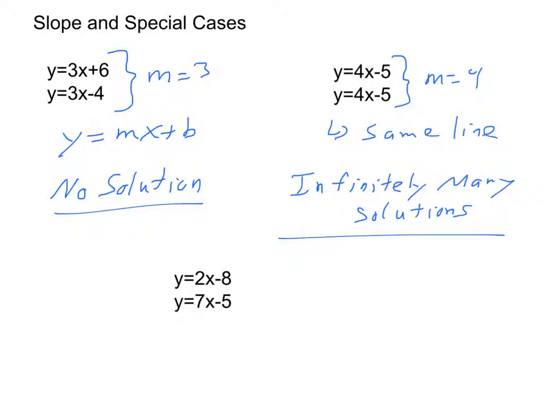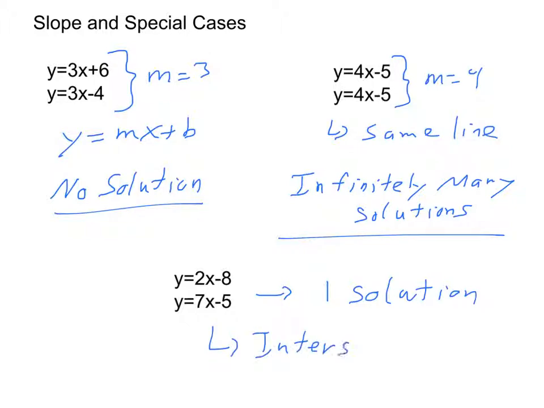Looking at this third example, y equals 2x minus 8 and y equals 7x minus 5, these slopes are not the same. Immediately from that, I know that I'm just going to have one solution, which is really kind of convenient. I don't care what the solution is to this particular problem. If I'm asked to find it, I know that I can use substitution or elimination to do so, but I do know that I will just get one solution. It's not a special case. This just means the lines intersect.